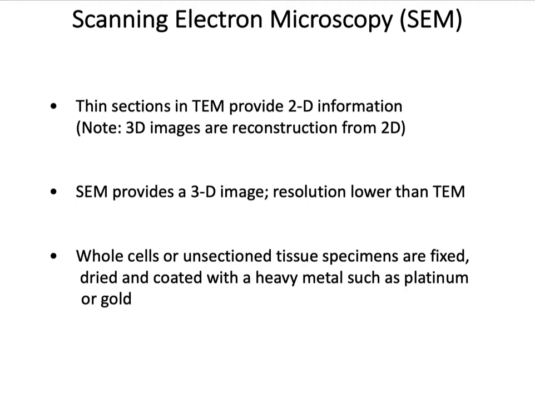In SEM, you can use whole cells or unsectioned tissues which are fixed, dried, dehydrated, and coated with a heavy metal such as platinum, which will deflect the electrons. Please note that the transmission EM negative stains were salts, acids, or oxides of the heavy metal, but they were not pure heavy metal. In SEM, to coat the sample, a block of pure heavy metal like platinum or gold is evaporated to form a fine coating of nanometer thickness over the sample.